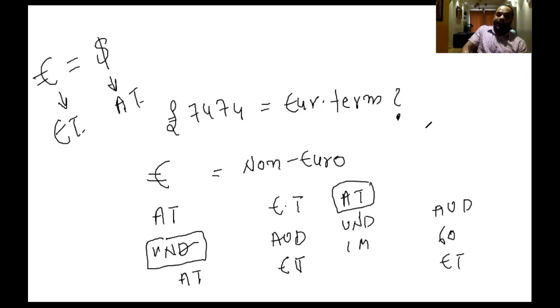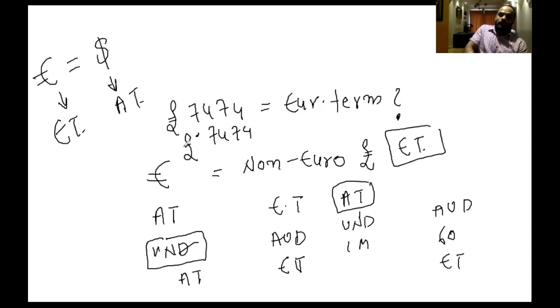If I have my position in pounds, obviously this pound is European terms, which is 0.7474, because my position is in pound. This is non-European, and non-European means European terms. European means American terms between the euro and the pound. All right, I guess it's clear now.